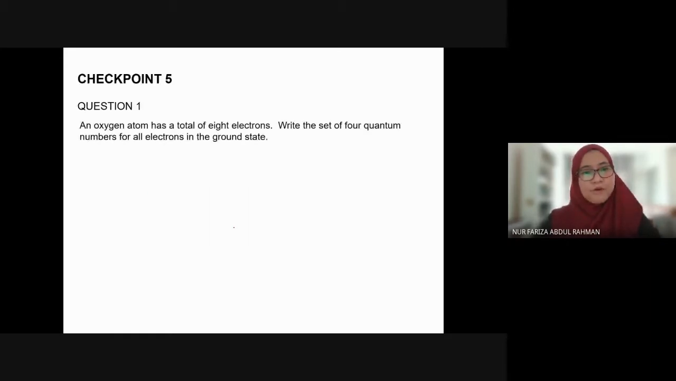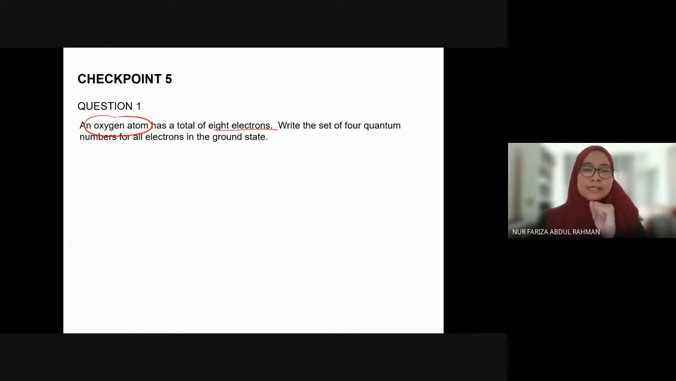Alright, so we have tag point 5, question 1. You can try. An oxygen atom has a total of 8 electrons. Write the set of 4 quantum numbers for all electrons in the ground state. This is interesting. Let's do it together. Oxygen atom has a total of 8 electrons. This is the time for you to assign the quantum numbers. So how are you going to assign the quantum numbers for all 8 electrons of the oxygen atom?